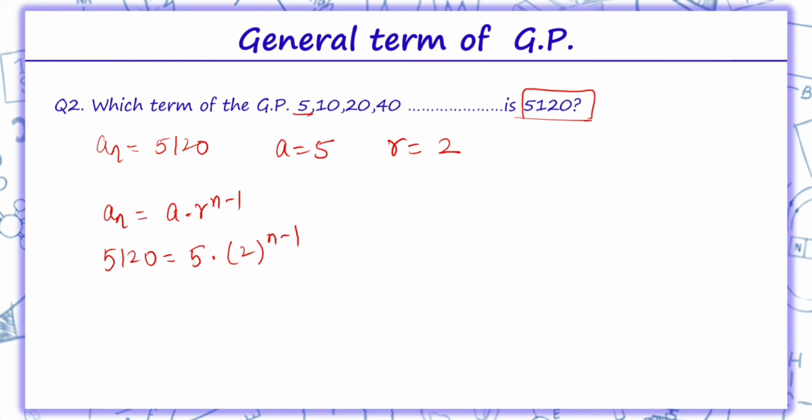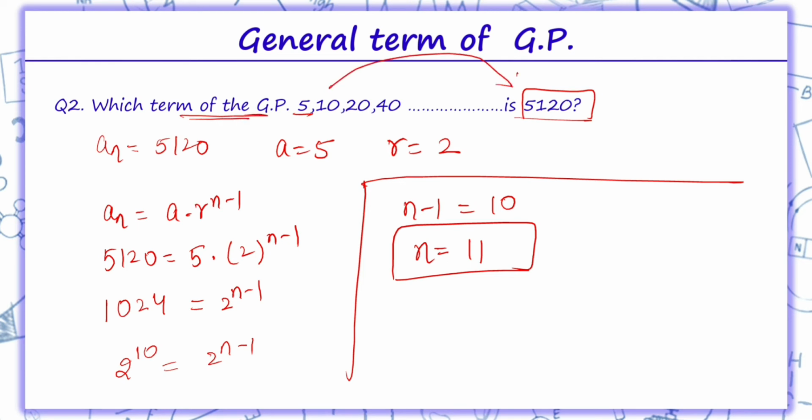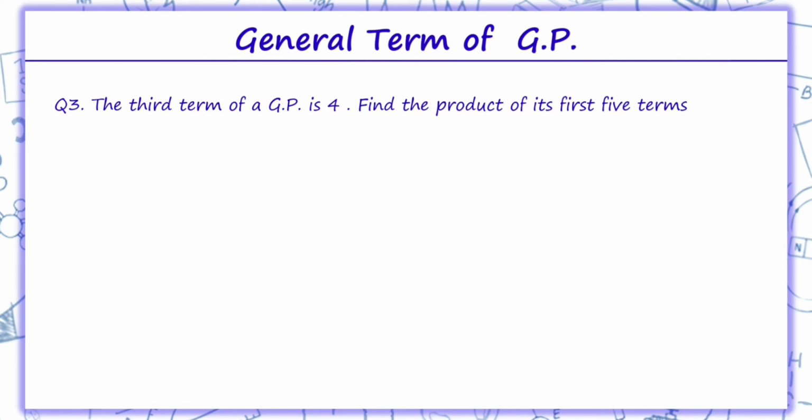So when we divide by this 5 over here, we will get 1024, which is equal to 2 to the power n minus 1. 1024 can be written as 2 to the power 10. This is equal to 2 to the power n minus 1. Since the bases are equal, the powers will be equal. N minus 1 can be written as 10. The value of n will come out to be 11. Thus we can say 11th term of the GP is 5120. Coming on to next question.